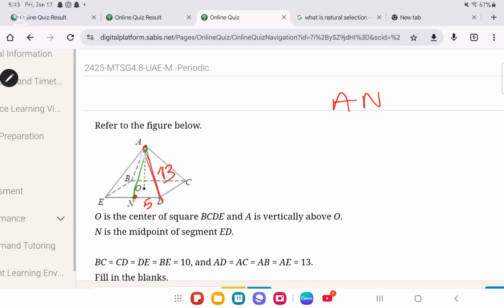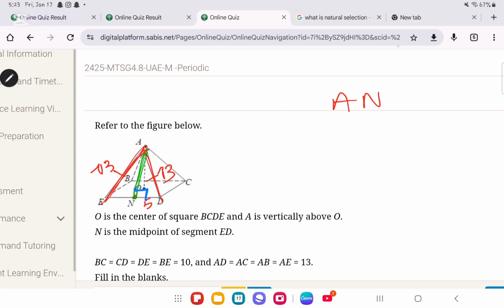It is a median in an isosceles triangle. How did we know it's an isosceles triangle? Because it's given that AE is equal to AD, which is 13. So it is an isosceles triangle. And the median, or the line that makes a midpoint in an isosceles triangle, is also a height. So in this case, that means it is also a right angle, 90 degrees.